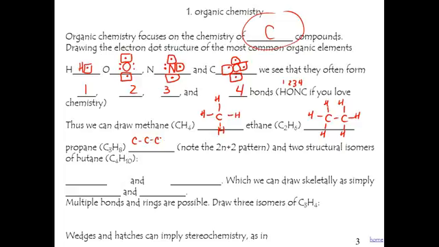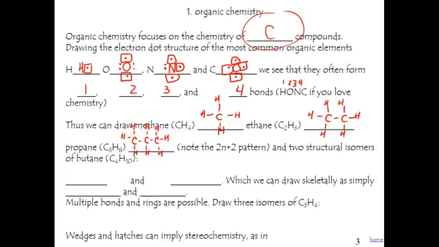When you start drawing these things, always draw the thing that forms the largest number of bonds in the center. Call that your backbone, and then extend out from there. That's a logical way to do this. 1, 2, 3, 4, 5, 6, 7, 8 hydrogens. Let's draw them all for this structural formula.